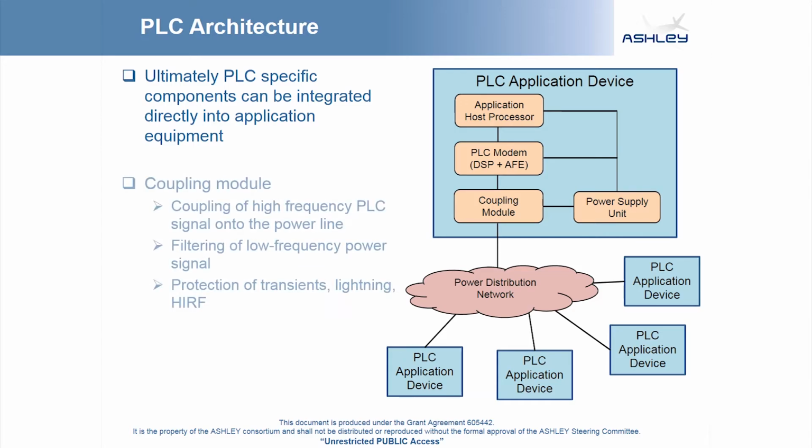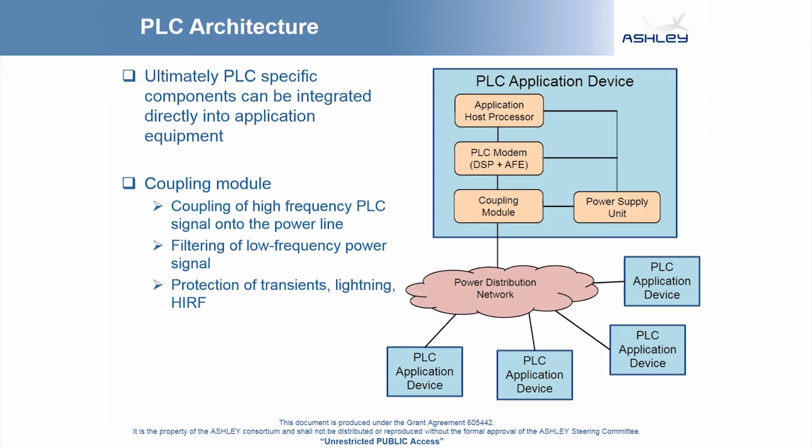The coupling module consists of passive analog components, and its job is to couple the high-frequency PLC signal onto the power line. It also filters and protects the modem from the low-frequency power signal. It may be considered as the one component that is dependent upon the characteristics of the power distribution network. However, generic couplers may be designed which support a variety of different power networks. The coupler also provides protection circuits against transients, lightning and HERF.